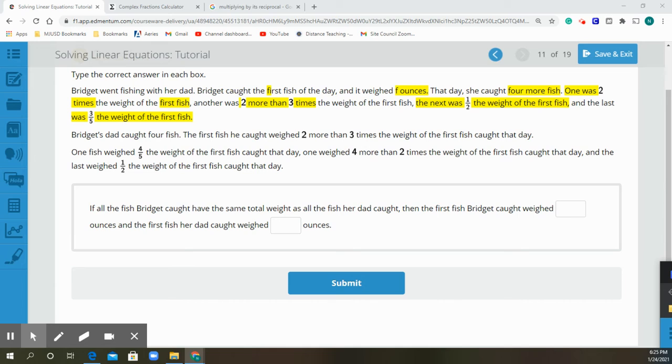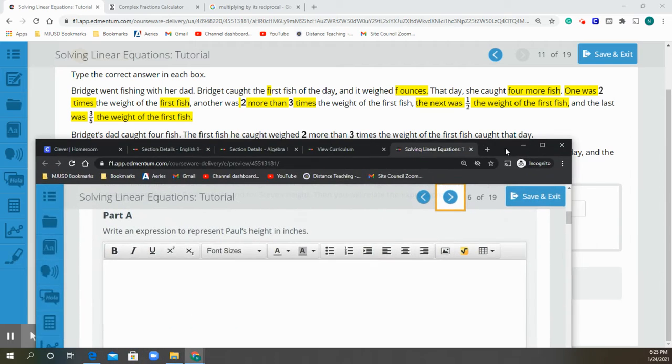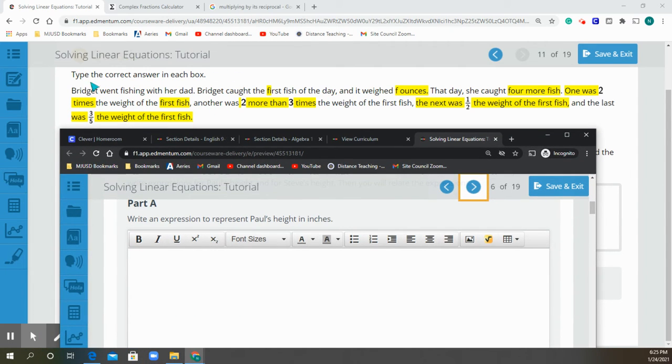So in class, I would write this on the board or use the overhead. For right now, I'm recording it without that, so I have to make a place to put this information because the first thing I have to do is write her expression. So I've highlighted the information. Bridget went fishing with her dad and caught the first fish of the day. So F. Let me increase the font size. F. It weighed F ounces. So F is fish ounces. That's the variable we're going with. She caught four more.